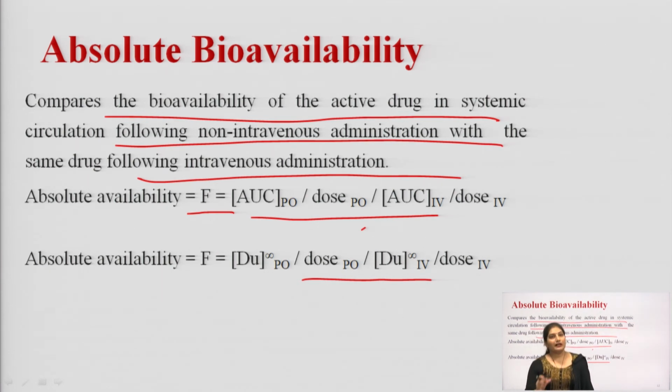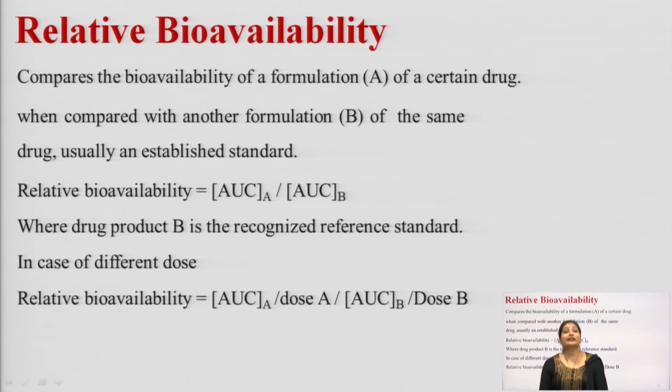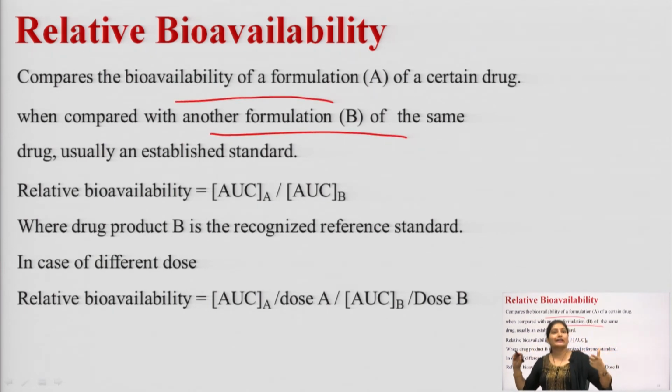So, this absolute bioavailability we can express by the letter F. Next is the relative bioavailability. What is relative bioavailability? It is also known as the comparative bioavailability, and in this we are comparing the bioavailability of a formulation A of a certain drug with another formulation, B, of the same drug. Means we are comparing two different formulations of the same drug.